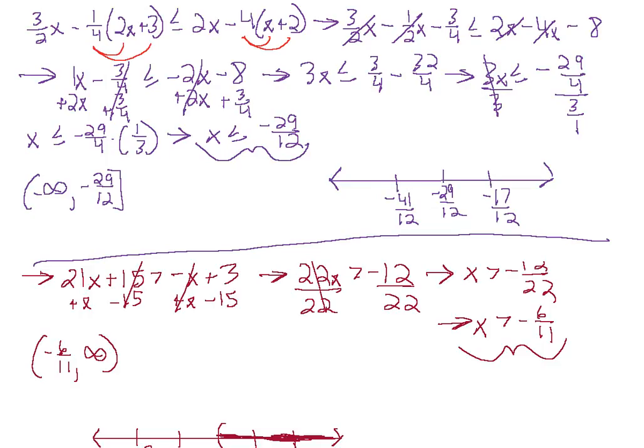Okay. We're looking for all the values that are to the left, or in the negative direction, of minus 29 over 12, including the point. So we're going to have a closed bracket there, and we're going to be shading everything to the left of minus 29 over 12. And that's our solution set.